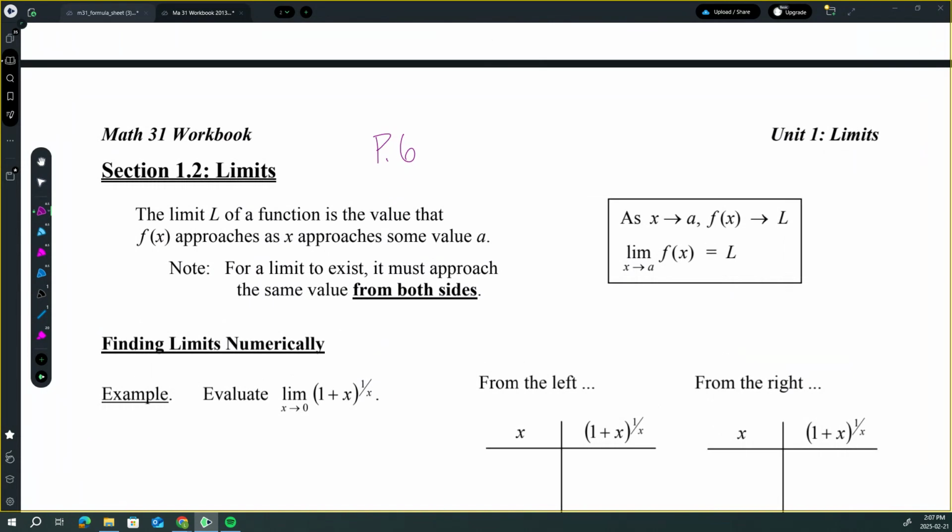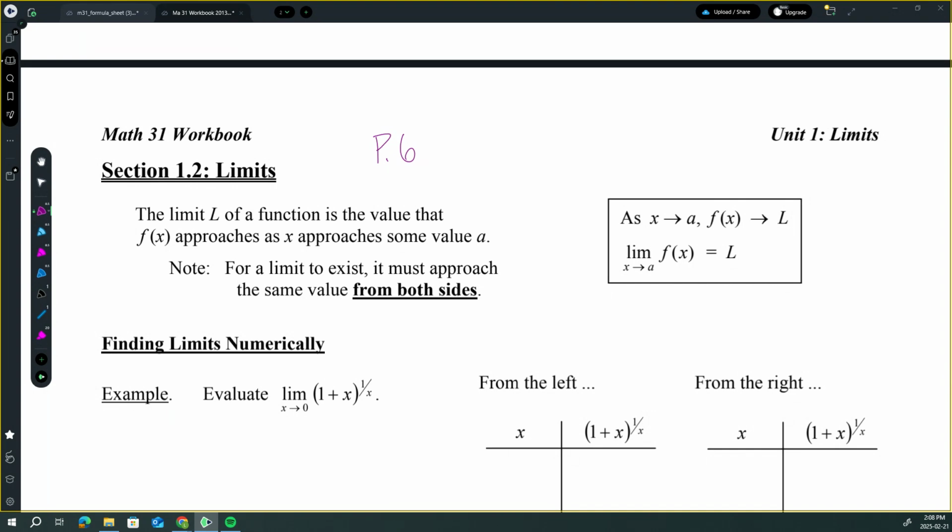Alright, so what a limit is, defined in a more mathy way here: the limit L of a function is the value that f of x approaches as x approaches some value a. Remember, f of x is just function notation, the function notation way of saying y. So as x approaches some value a, y is going to approach some other value. It could be the same value as x, or it could be a different value.